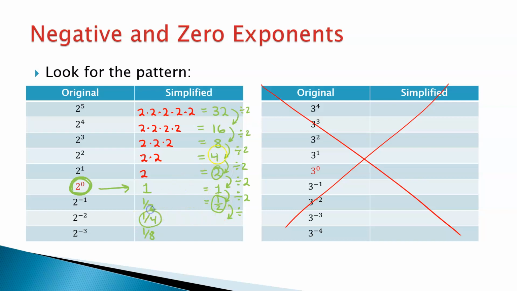Here we have 1/4. Over here we have 4. Down here we have 1/8. Over here the 8 was on top. So whenever you have a negative exponent, all you have to do is change the position of where it's at.